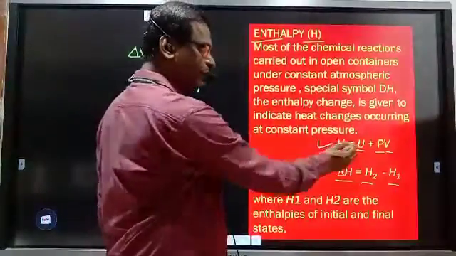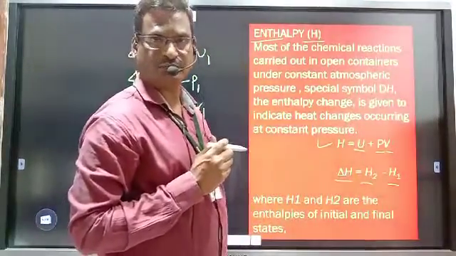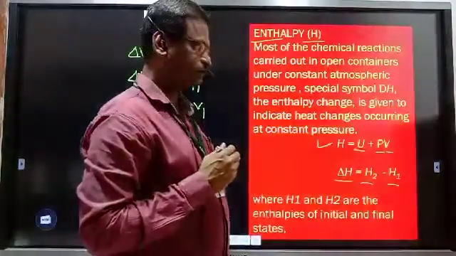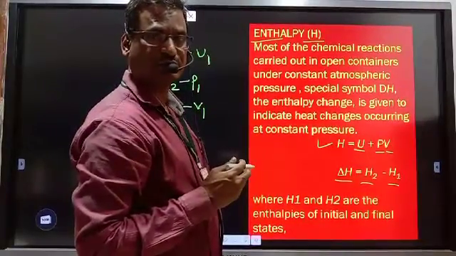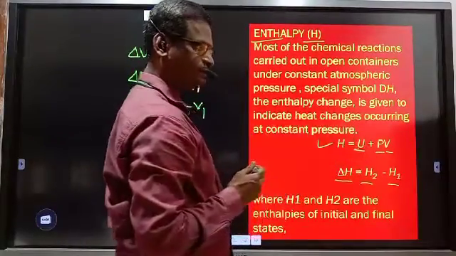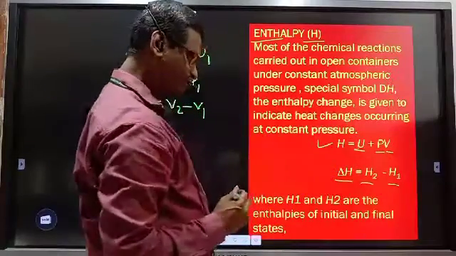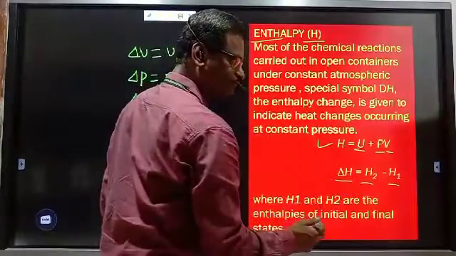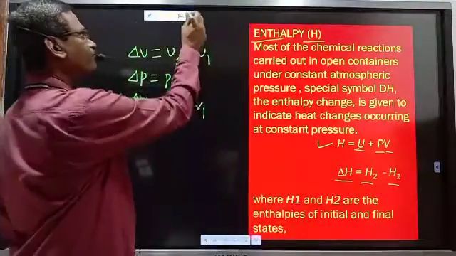Here U is the unavailable energy to do work, and PV is the available energy to do work, pressure volume type of work. The summation of unavailable and available energy to do work is known as enthalpy, that is a state function. Delta H is equal to H2 minus H1. Here we know H1 is the enthalpy in the initial state and H2 is the enthalpy in the final state of the system.